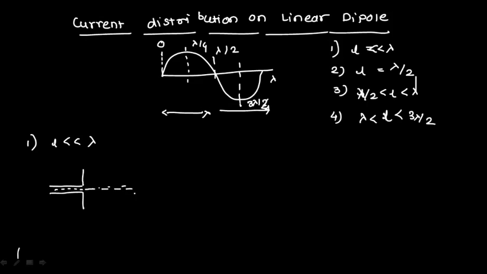Suppose this is the line where I'm measuring the current. What will happen? This is lambda by 4, and I'm considering that my length is very much less than lambda. So what will the current distribution be? The current direction will be the same for both of these wires, and that's why the current distribution will have a triangular shape like this.